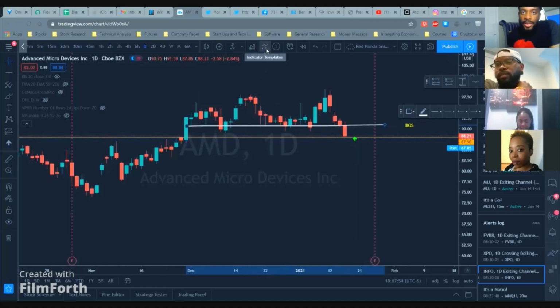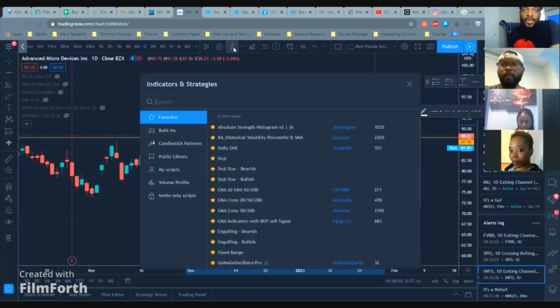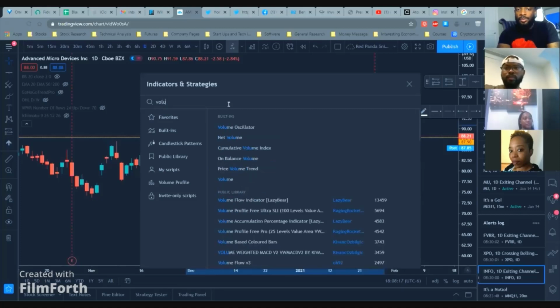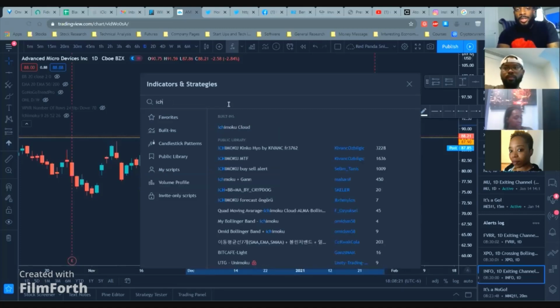Oh, so this right here is called indicator. Wait, I always get them mixed up. Oh, this one right here. This little FX button, that's the indicators and strategies. What you do is click on this, then type in the name of the indicator that you're looking for. Let's say moving average, you'll type that in. If you want volume, if you want the MACD, you'll type it. In this case, it'll be Ichimoku.